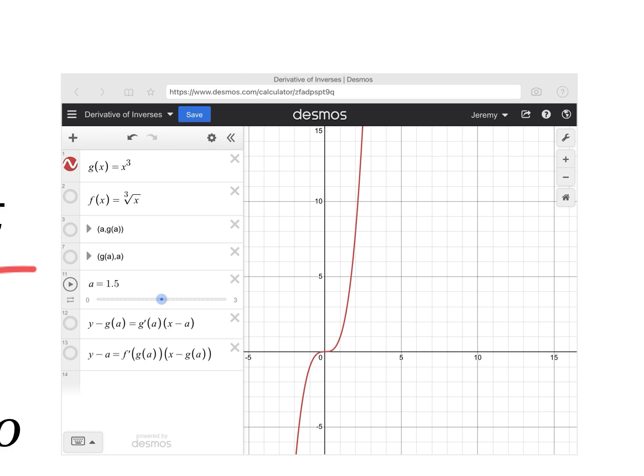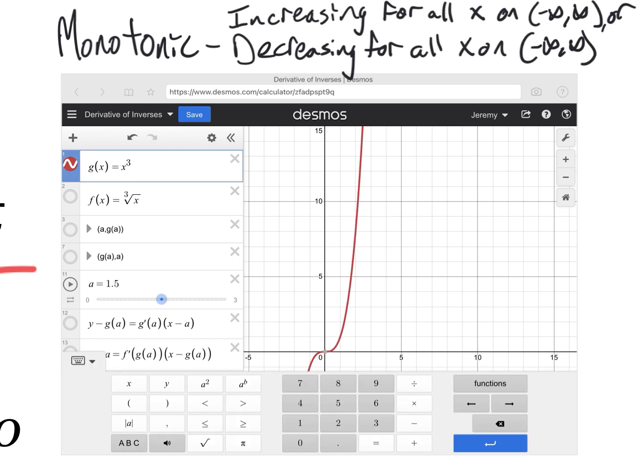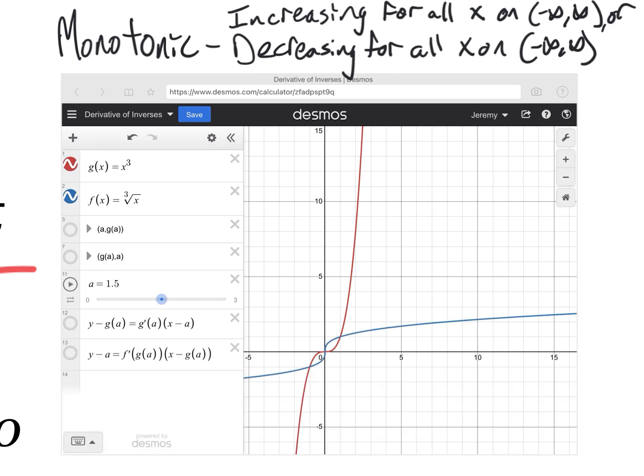Okay. Important note is that all invertible functions have to be always increasing or always decreasing. It's what we call monotonic. So that means it's always increasing for all x from negative infinity to infinity, or decreasing for all x from negative infinity to infinity. Keep that note in mind. That's always true for invertible functions. All right. So we got x cubed. Well, the inverse of x cubed is the cube root of x. So the blue function is our inverse function, and this g of x is our original function.